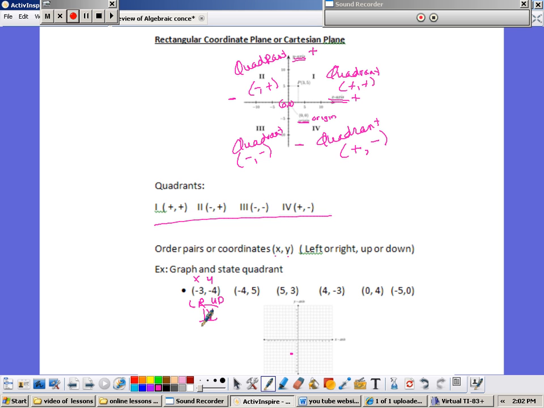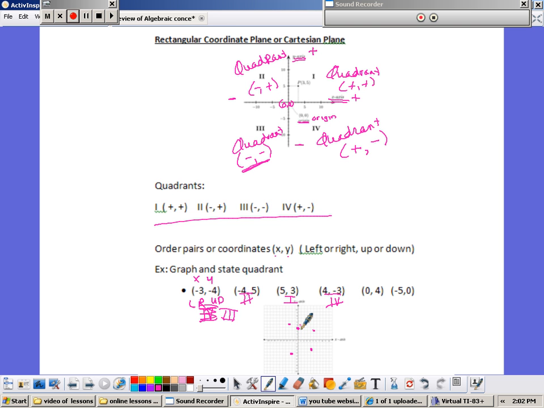That's in quadrant 4. That's in quadrant 3, because a negative is in quadrant 3. Starting at the center, go left 4, go up 5. That's in quadrant 2. Go right 5, up 3. That's in quadrant 1. Go right 4, go down 3. That's in quadrant 4. Don't go left or right, but go up 4.